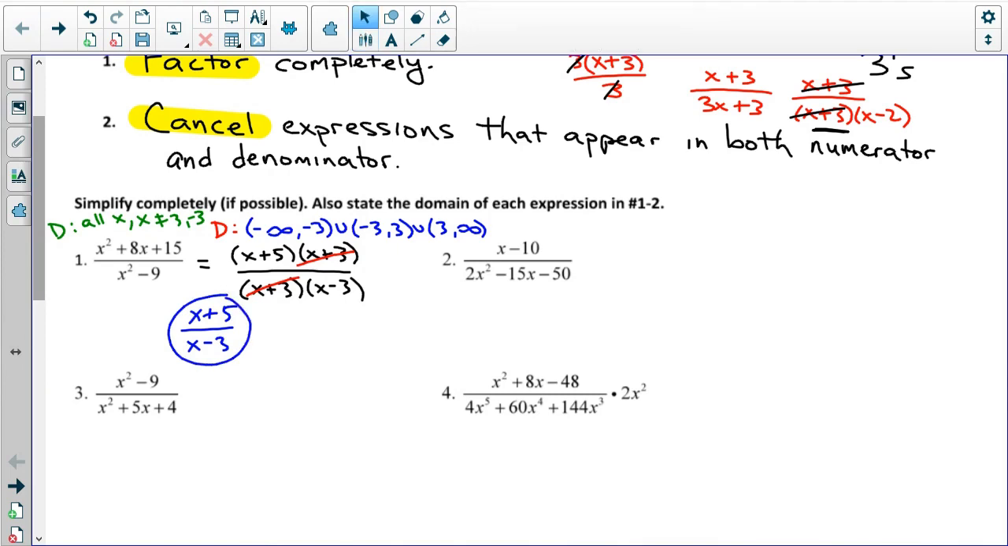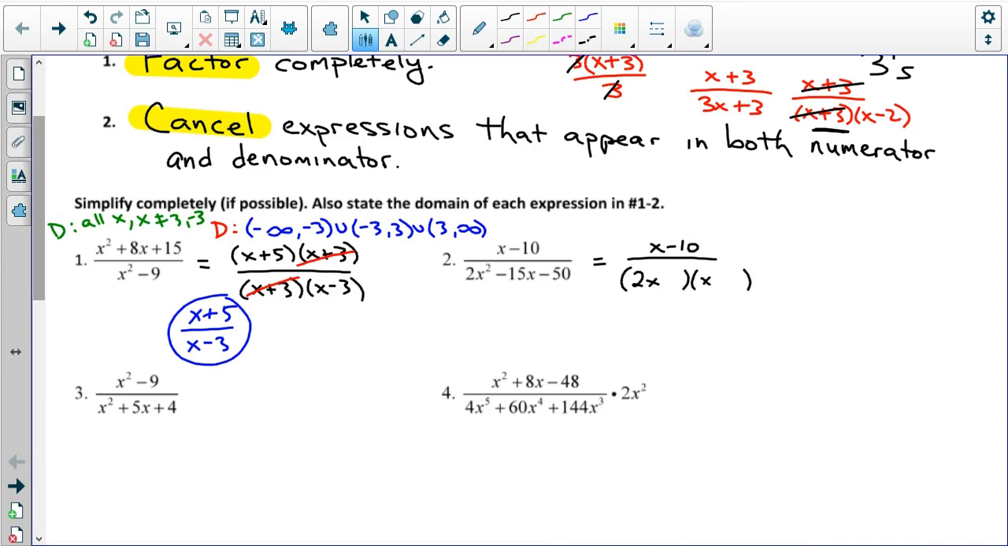Number 2, I'm going to do the same thing. I will factor this, and then I'll write down the domain. So this is the same thing as x minus 10 over the bottom factors into 2x and x. And then if I kind of look around, it appears that it'll be minus 10 and plus 5.